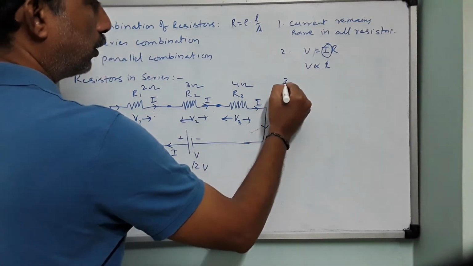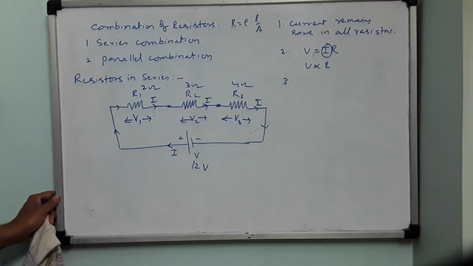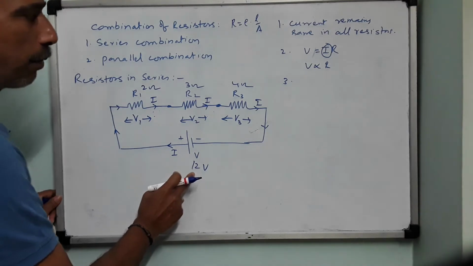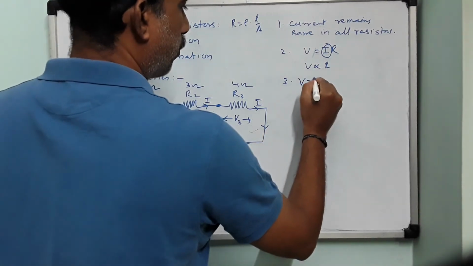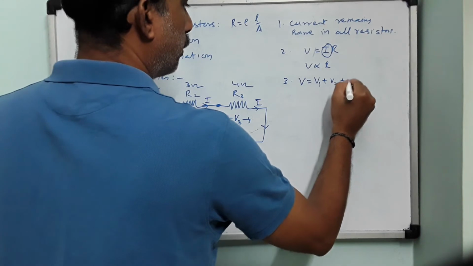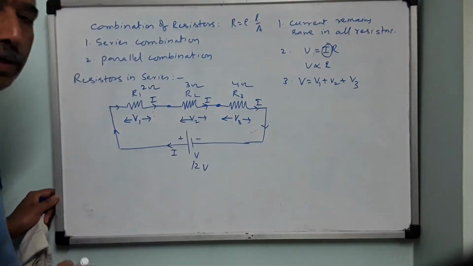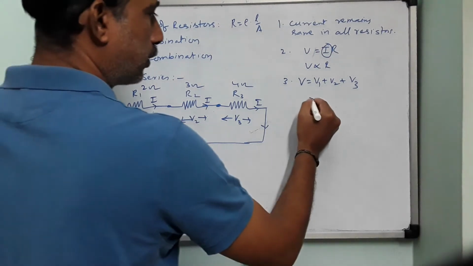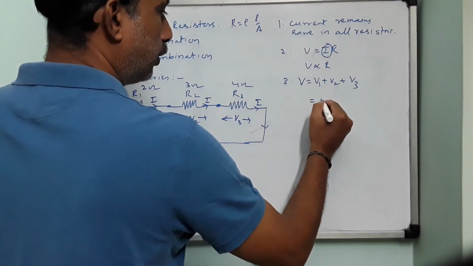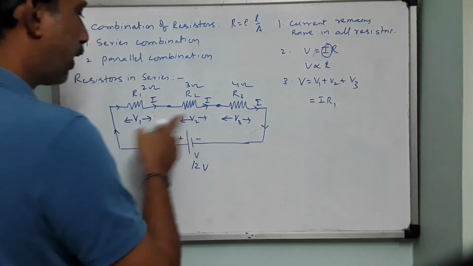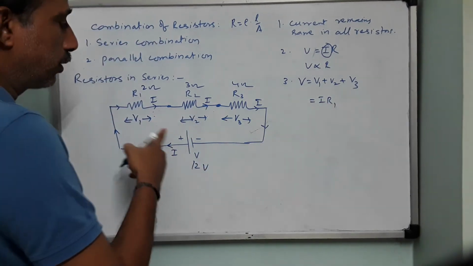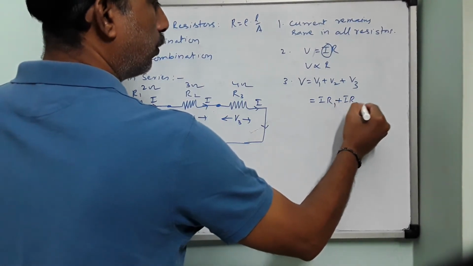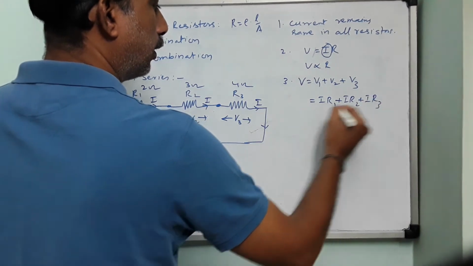Now, the third point. The sum of the potential differences must be equal to the potential of the battery. That is, V must equal V1 plus V2 plus V3. This is the basic equation for this particular topic. Then we expand this. V is nothing but IR, so this will be IR1. I am not writing I1 R1 because current is not different. So IR1 plus IR2 plus IR3.